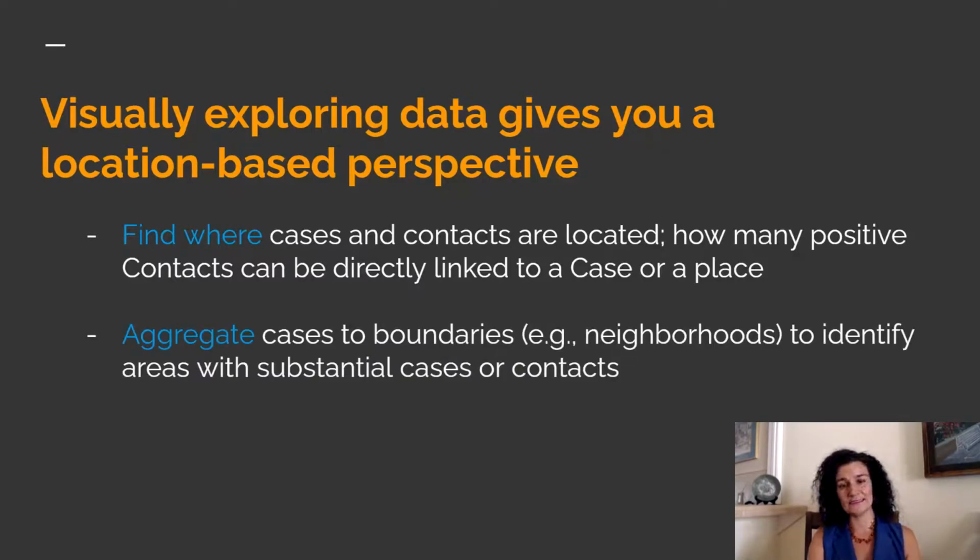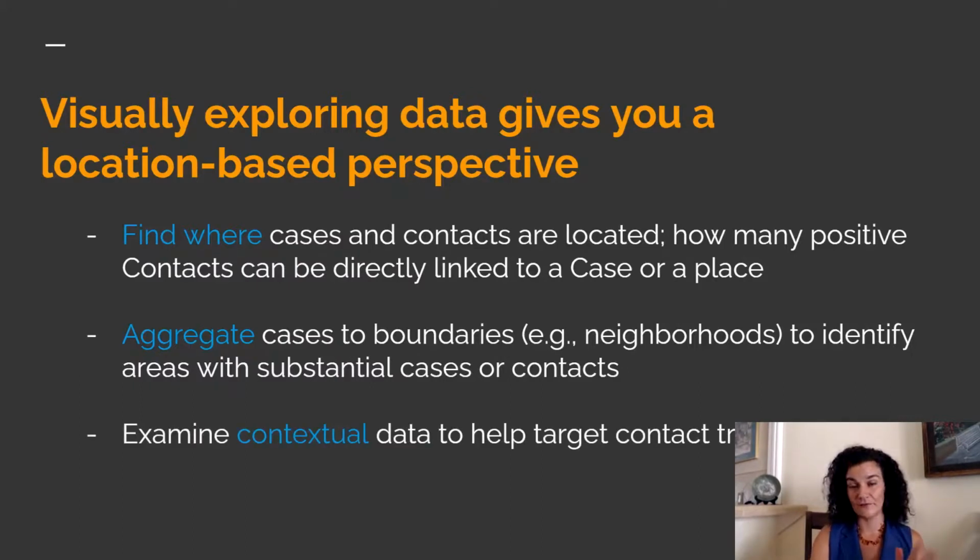We can aggregate cases to different boundaries. So rather than just looking at the residential addresses, maybe we want to know, are there differences in the number of cases in some of the housing on campus versus other parts of the housing, right? So the Palo Verde housing complex versus, I don't know what other housing complexes there are at UCI. You can fill in the blanks there, but maybe we can aggregate these cases and the dots from these addresses to these broader neighborhoods, if we have boundaries for those, to identify areas with substantial cases or contacts that we might need to target our efforts to.